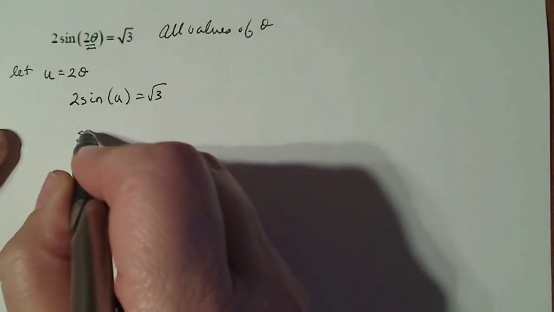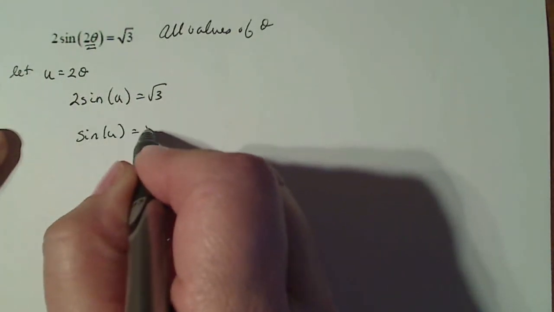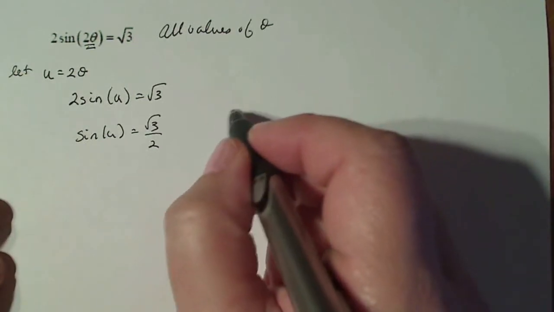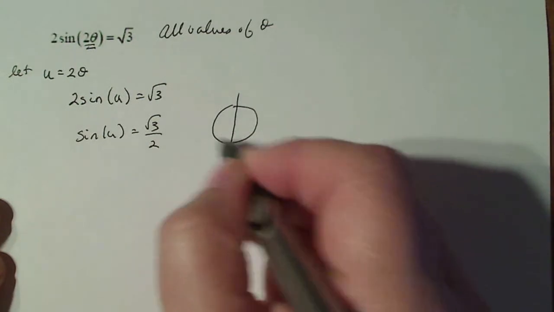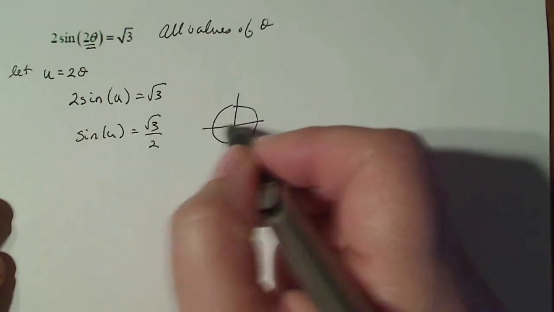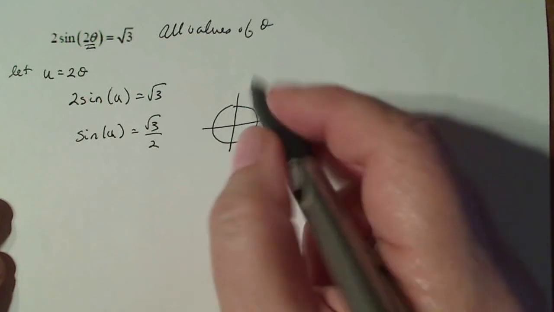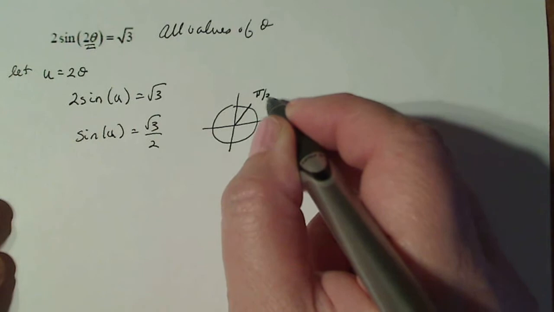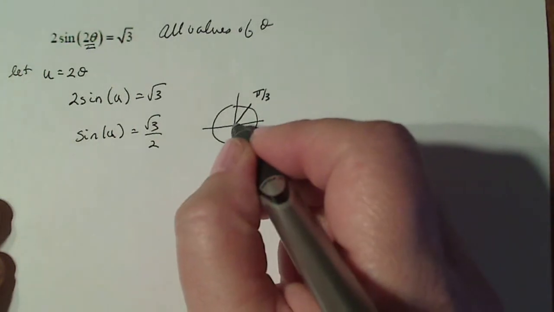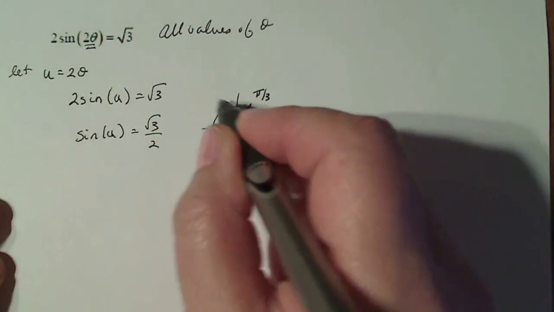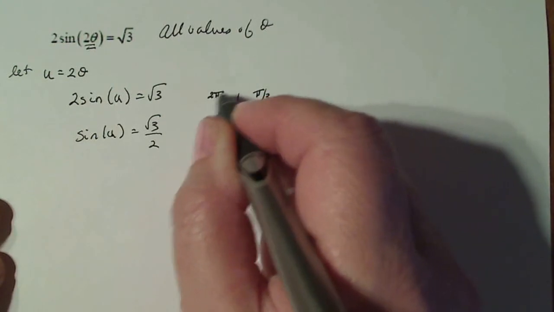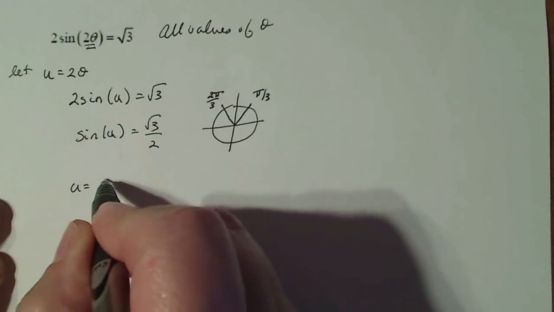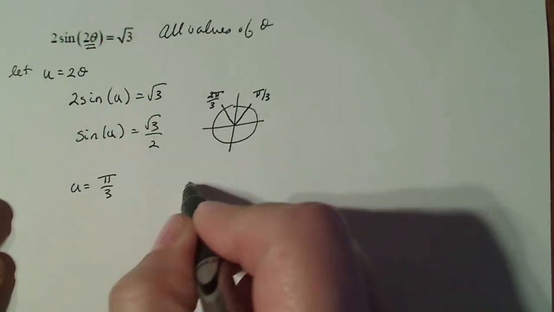Go ahead and solve for sine u equals square root of 3 over 2, which is a number that's on the standard unit circle. If I think about my unit circle, I know the angle where sine is square root of 3 over 2 is at pi over 3 in quadrant 1. And sine is also positive in quadrant 2, at 2 pi over 3. So that means u is either equal to pi over 3 or 2 pi over 3.